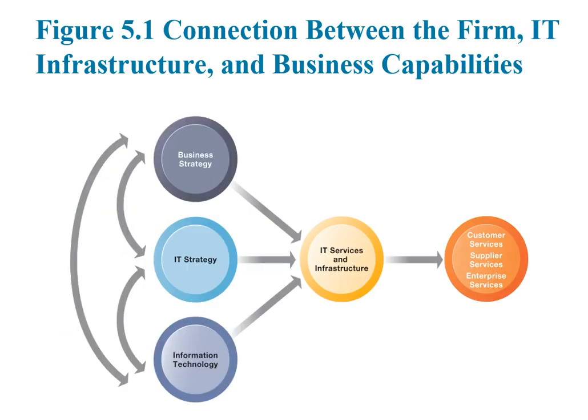Now, if we look at Figure 5.1, which is, of course, also found in your book, we can see that the services a firm is capable of providing to its customers, suppliers, and employees are a direct function of its IT infrastructure. Ideally, this infrastructure should support the firm's business and information system strategy, right? But also know that new information technologies have a powerful impact on business and IT strategies, as well as the services that can be provided to the customer.